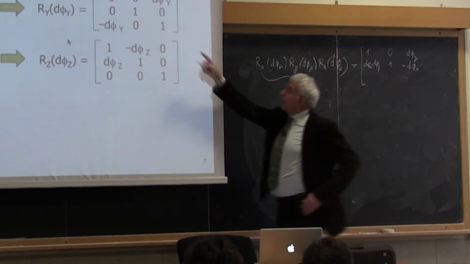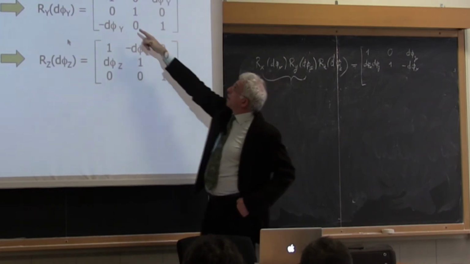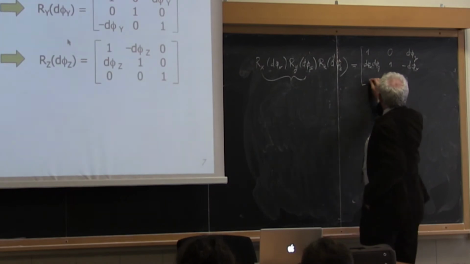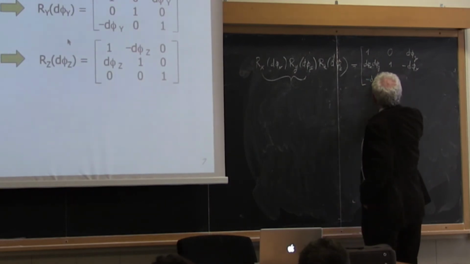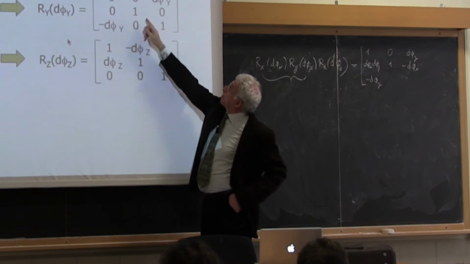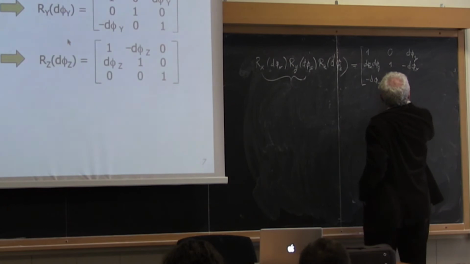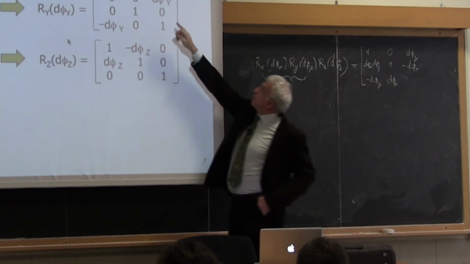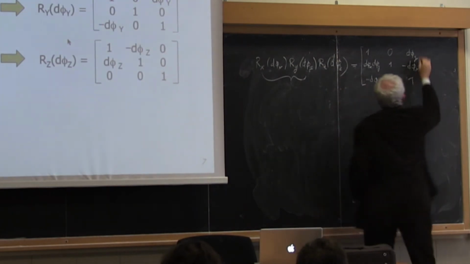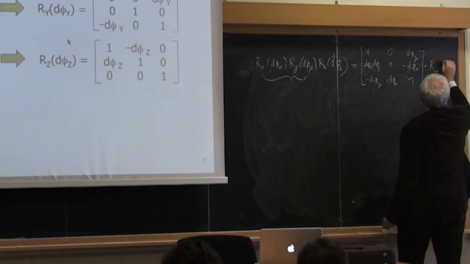And finally, last row of Rx, 0, d phi x, 1, multiplied by the first column gives a minus d phi y, multiplied by the second column gives d phi x, and multiplied by the third column gives a 1. And then we need to multiply this by the last matrix.